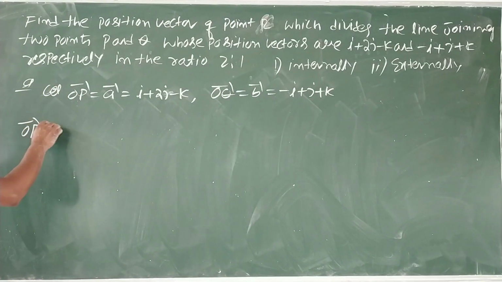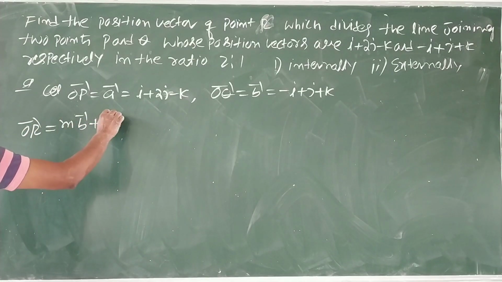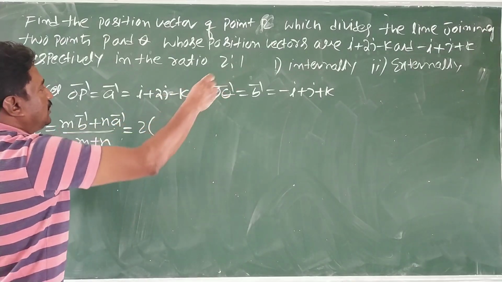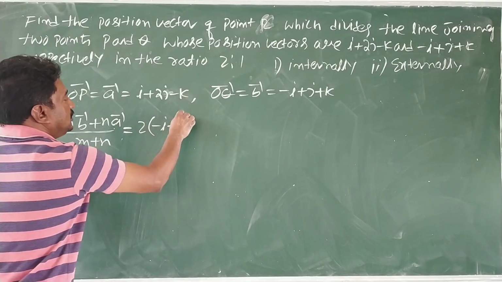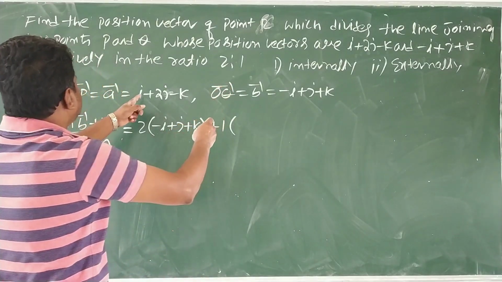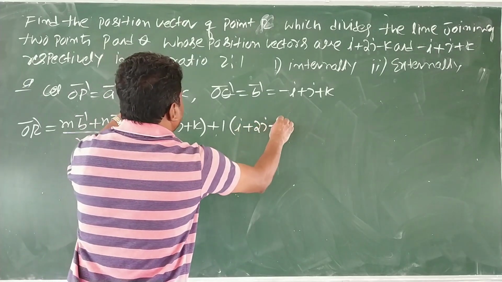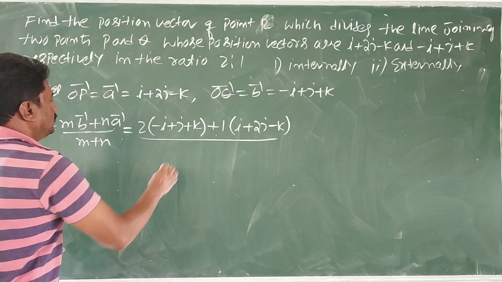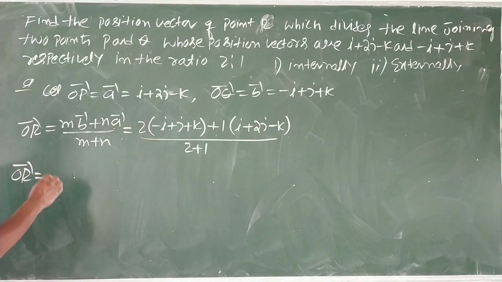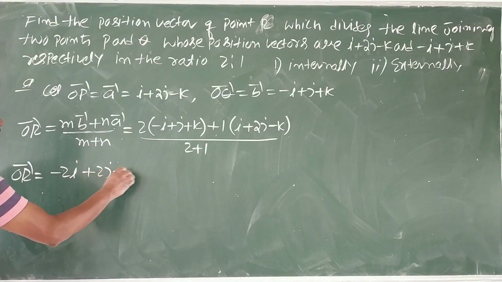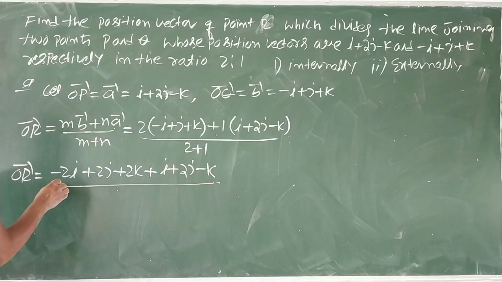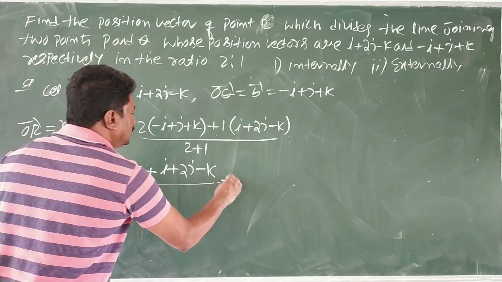Vector OR, formula: (mB plus nA) by (m plus n). Tell me m: 2 into B, the second vector, minus i plus j plus k; n is 1 into A, the first vector, i plus 2j minus k, by m plus n, 2 plus 1. Simplify that, students. 2 into minus i is minus 2i plus 2j plus 2k, plus i plus 2j minus k, by 2 plus 1, which is 3. Simplify that.